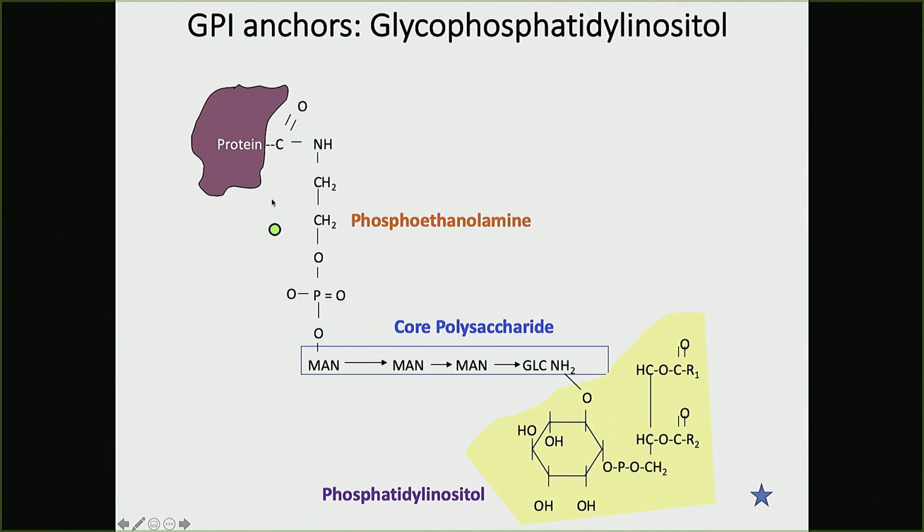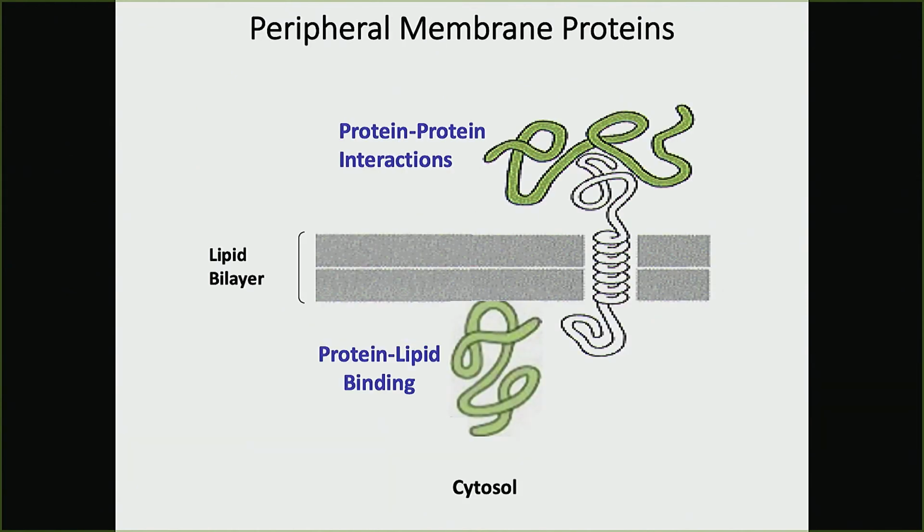So a very complex type of protein, and this is what we call a glycophosphatidylinositol, a GPI anchor in short. This is a complex one. So the peripheral membrane proteins are very easy, in that they can come off the surface of the lipids very easily. They can be removed.